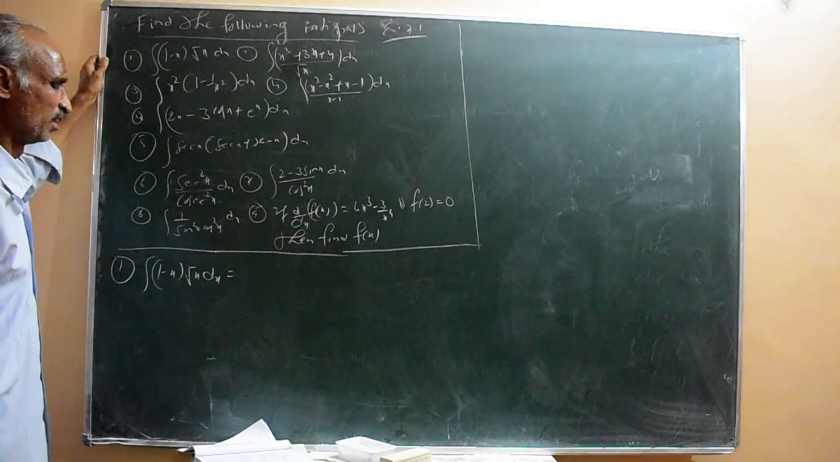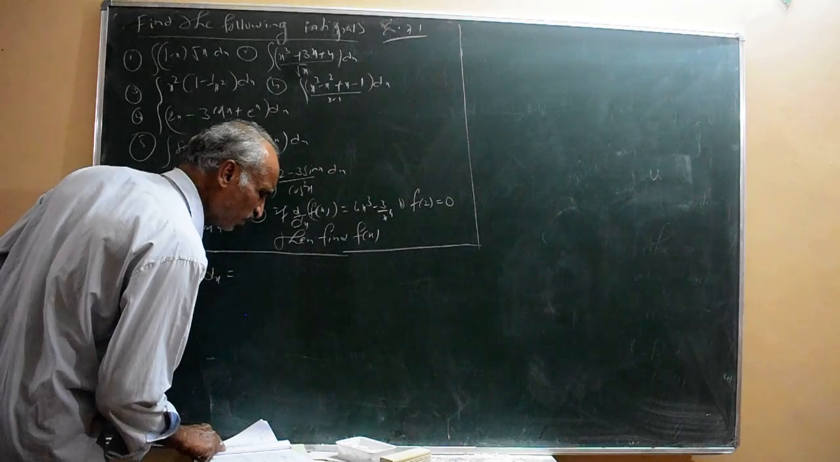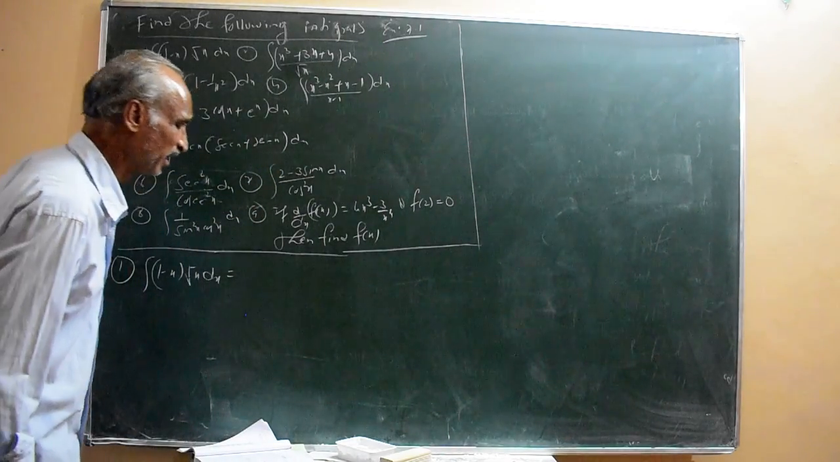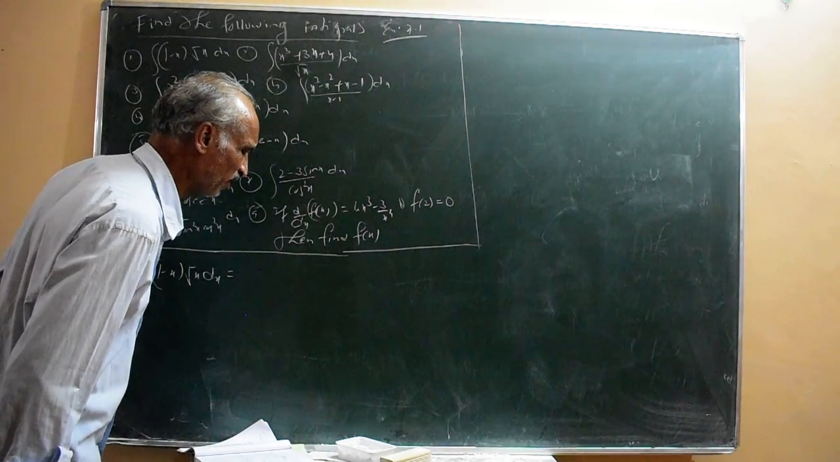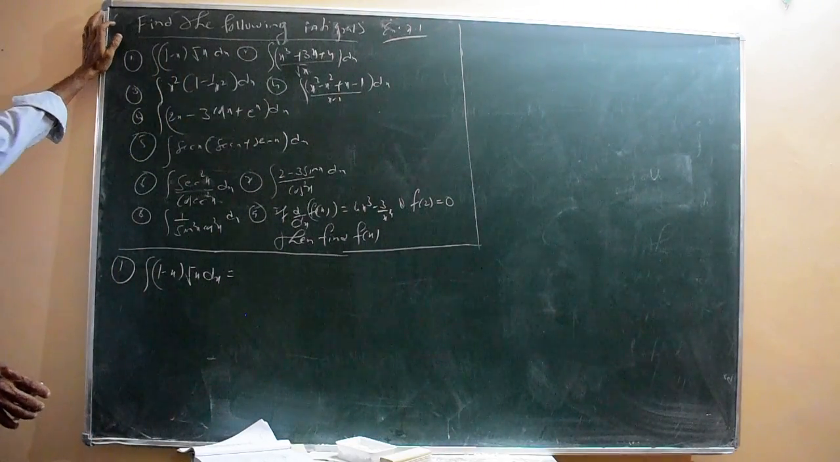15 problems. Not 15, it is 20 problems, 10 problems. That day only 2-3 problems were solved. Okay. And the remaining is homework for you.